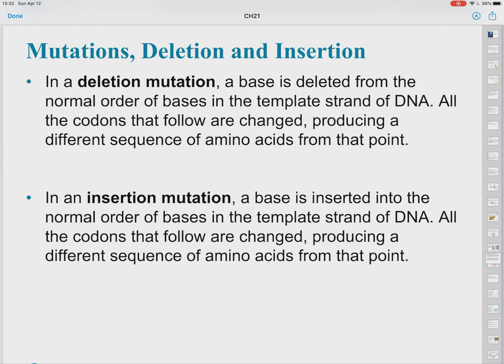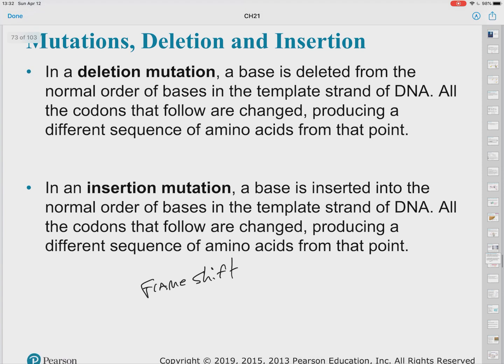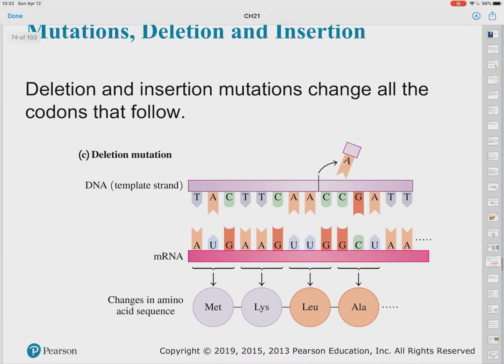A deletion mutation or an insertion mutation. This adds in a new nucleotide. So there's one that was there that's gone, or now there's a new one. And both of these are called frame shift mutations because they change the reading frame. So let's take a look.